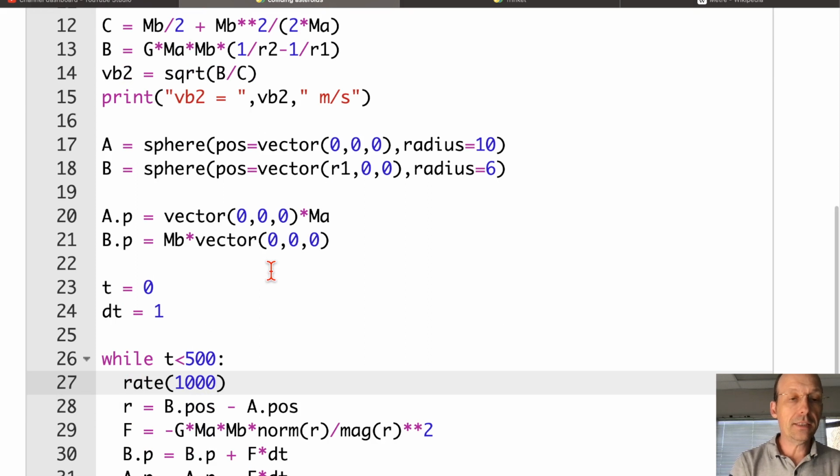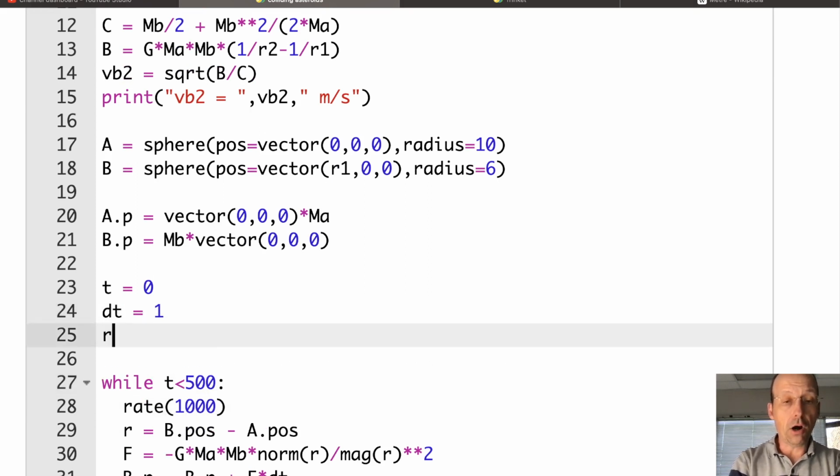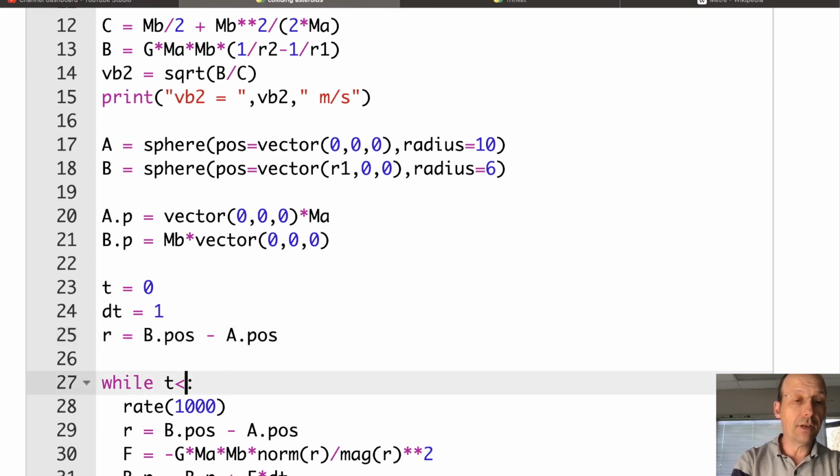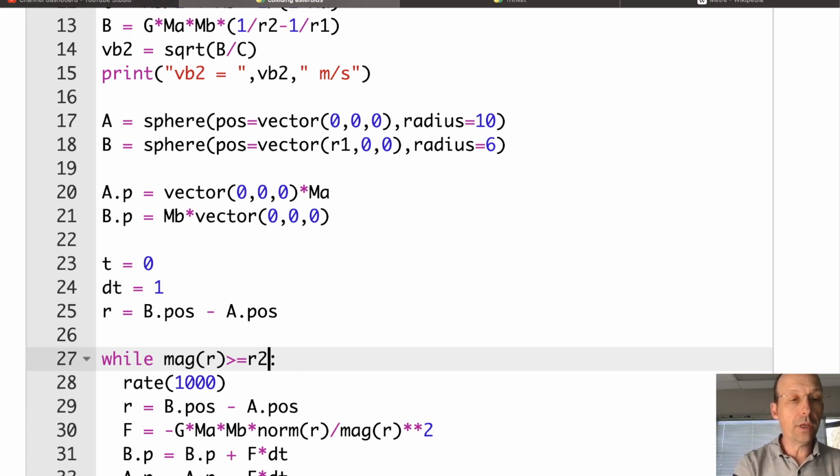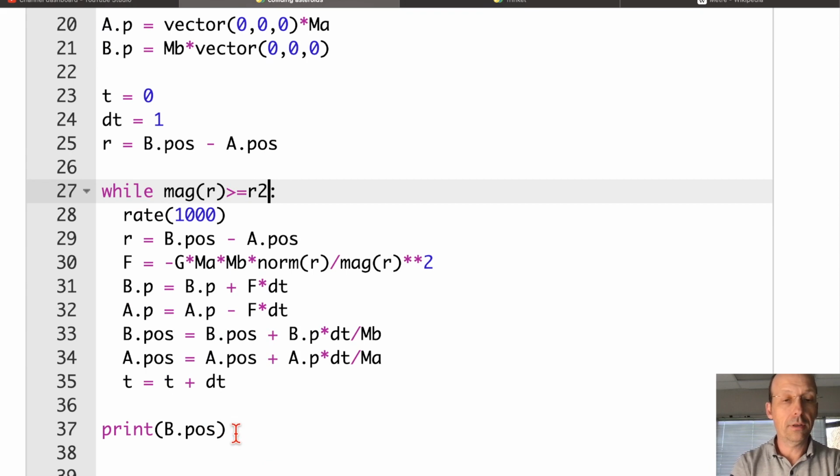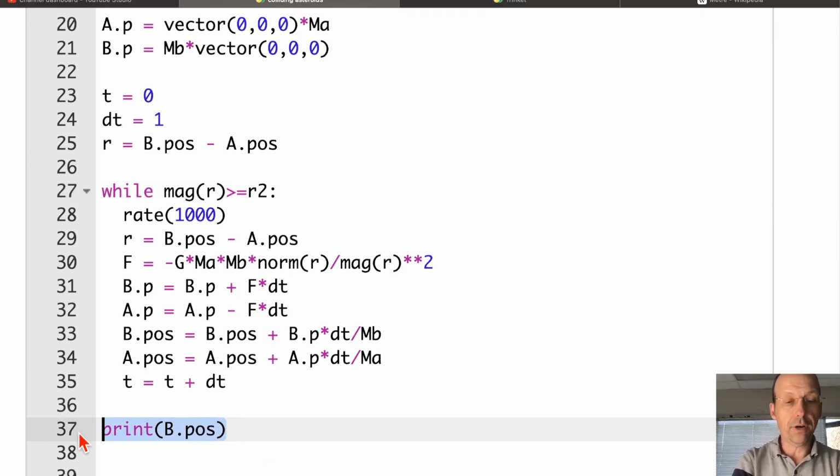So let's do this. Let's calculate r up here, B.POS minus A.POS. And I'm going to change this. I'm going to say while the magnitude of r is greater than or equal to r2. So as long as they're further apart than r2, run this, and when it's not, stop it. And then we can go ahead and print out what I wanted to do.